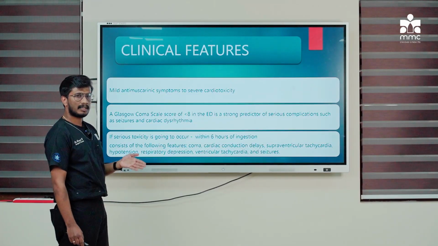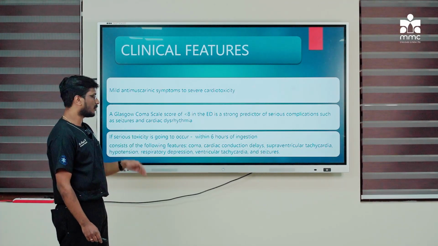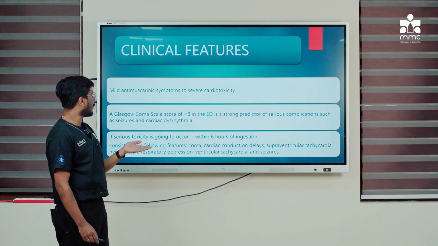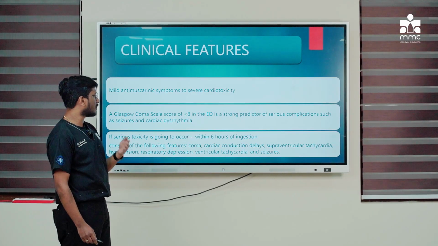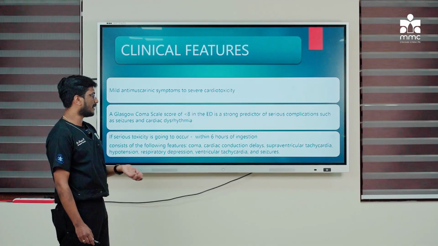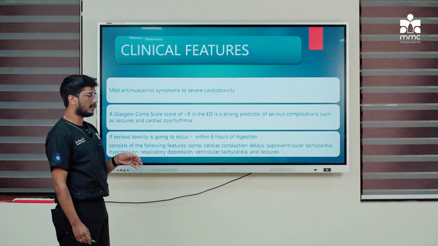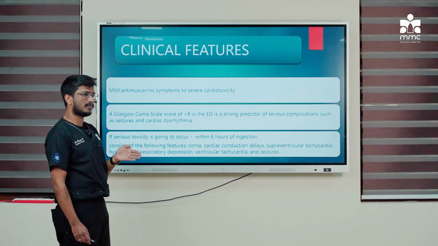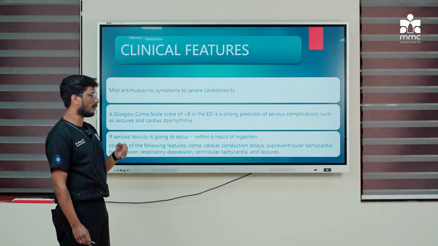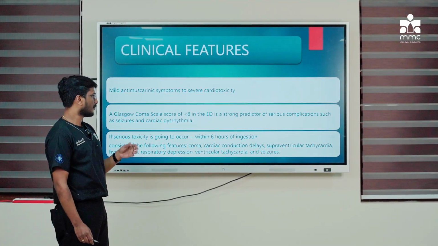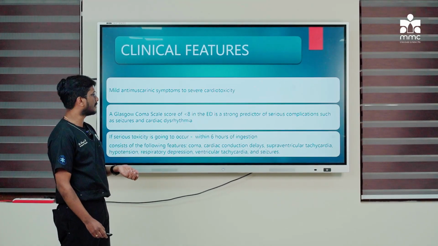Regarding the clinical features, we can remember them depending upon the various actions on the various receptors, and also the various reuptake inhibition. So it causes mild antimuscarinic symptoms to severe cardiotoxicity. A GCS of less than 8 is a strong predictor of serious complications such as seizures and cardiac dysrhythmia. If serious toxicity is going to occur, it will occur within 6 hours of ingestion. So we have to monitor the patient for at least 6 hours. Severe toxicity consists of the following features: coma, conduction delays, supraventricular tachycardia, hypotension, respiratory depression, ventricular tachycardia and seizures.